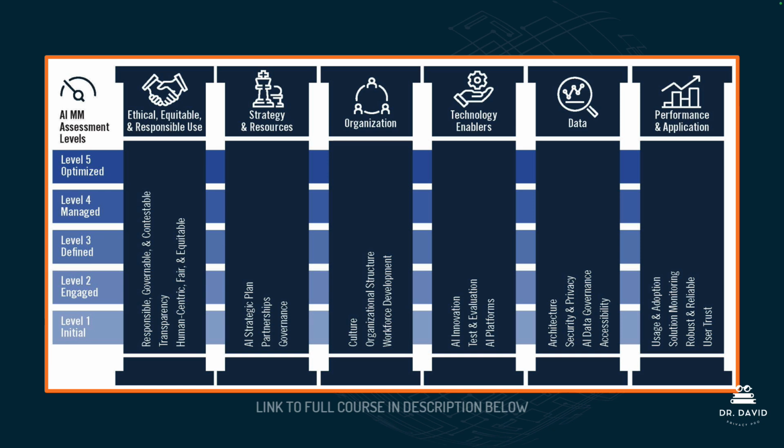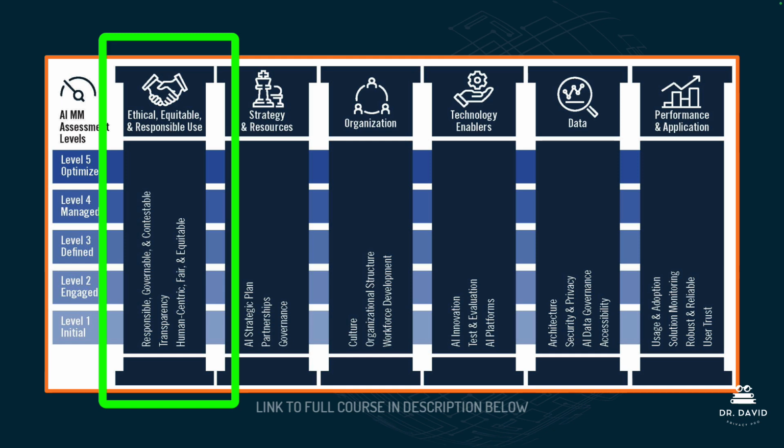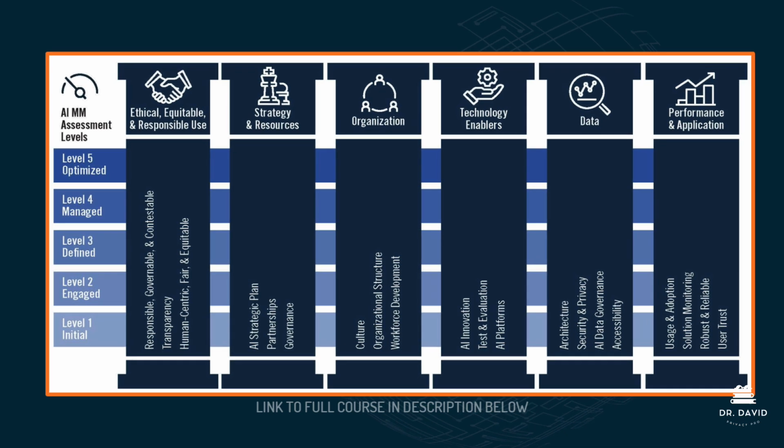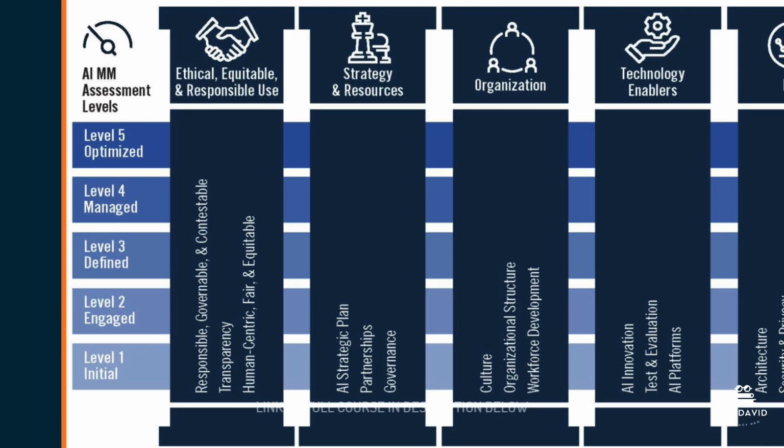I'm not going to read through all of them, but just to pick on the very first one, this pillar of ethical, equitable, and responsible use, there are 3 subcategories. They include responsible, governable, and contestable. Transparency is number 2, and number 3 is human-centric, fair, and equitable.